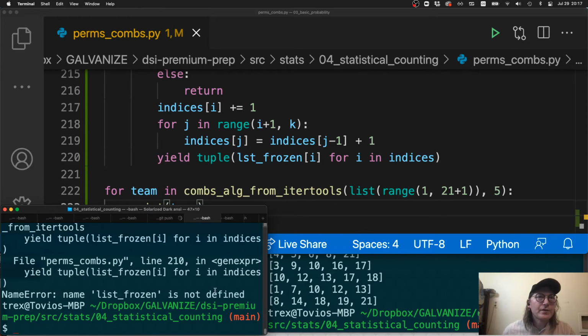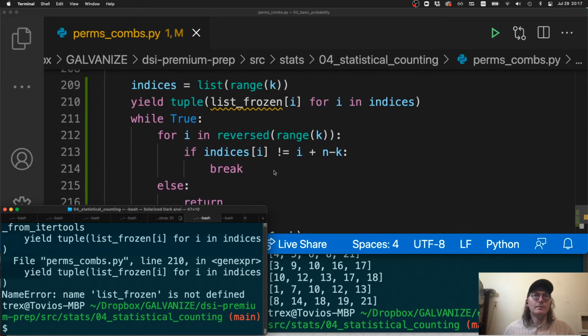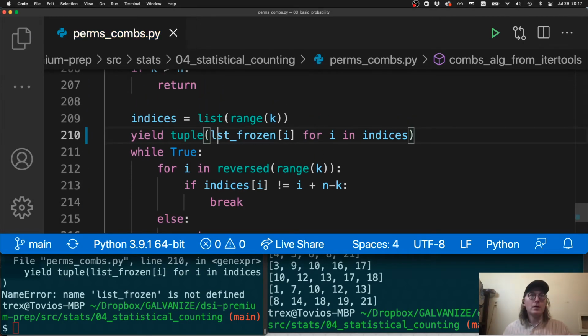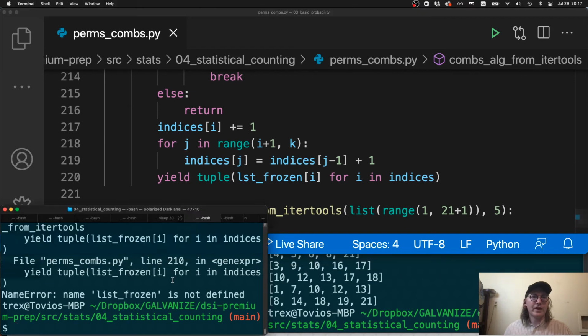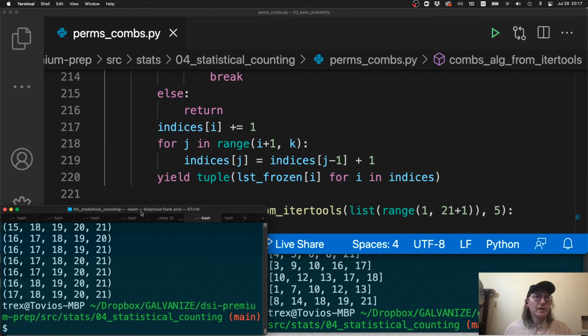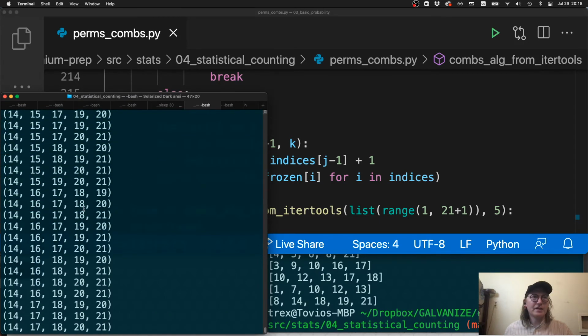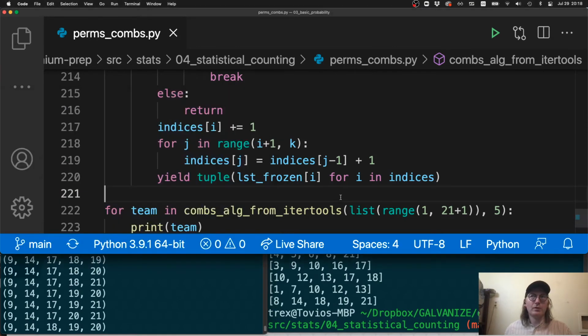Oh, list frozen is not defined because it is LST frozen. That's why. Okay, let's try it again. That was pretty quick, right? That did not take very long at all. So that is a much more optimal approach.